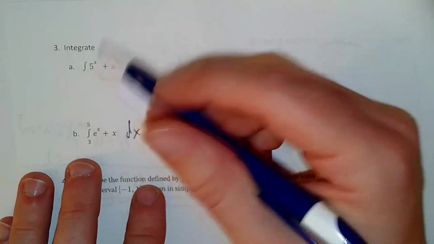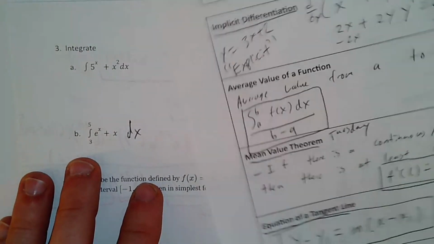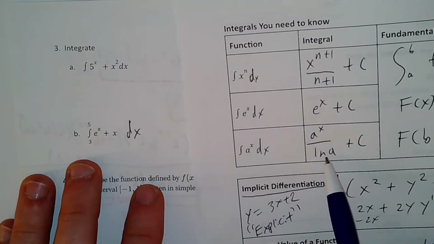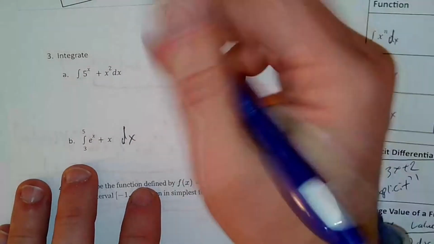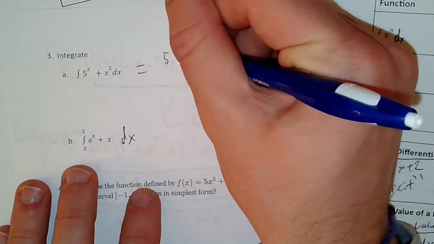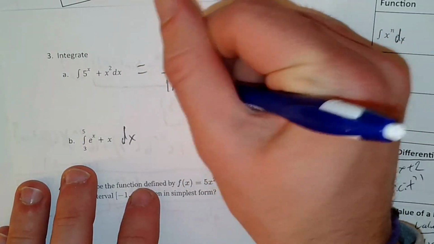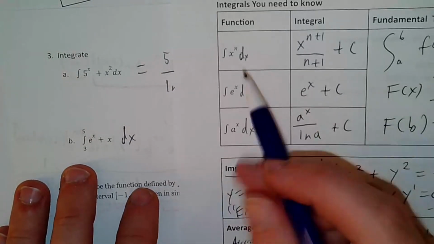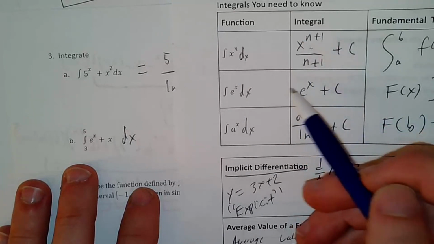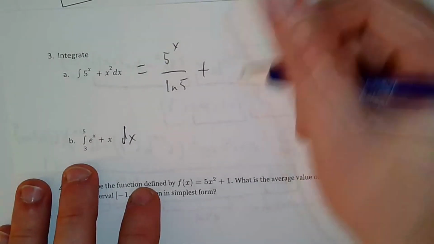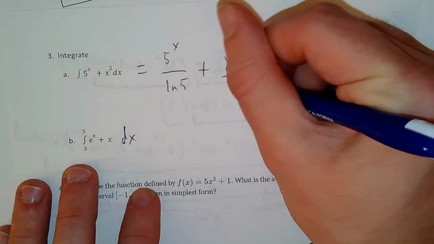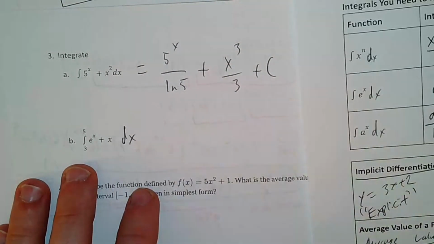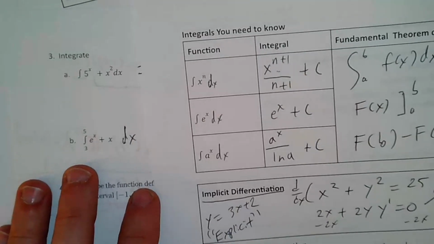The integral of a^x dx, again, this is a formula you should know, is a^x over ln a. So this is going to be 5 to the x over ln 5 plus the integral of x squared, that is an x to the n situation, so x to the n plus 1 over n plus 1 is x to the third over 3 plus c. That's it. You just need to know the integral rules, which are here.